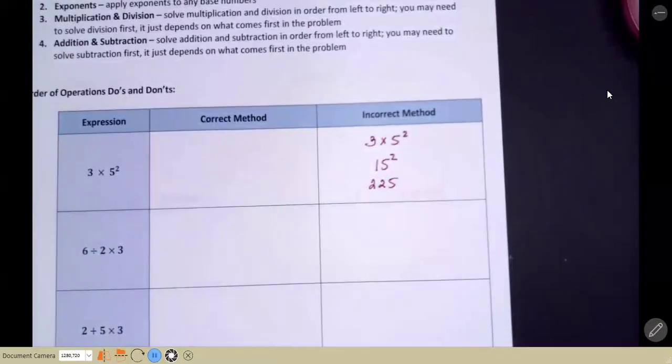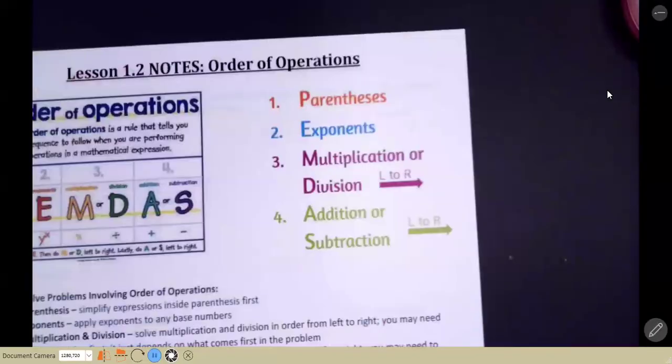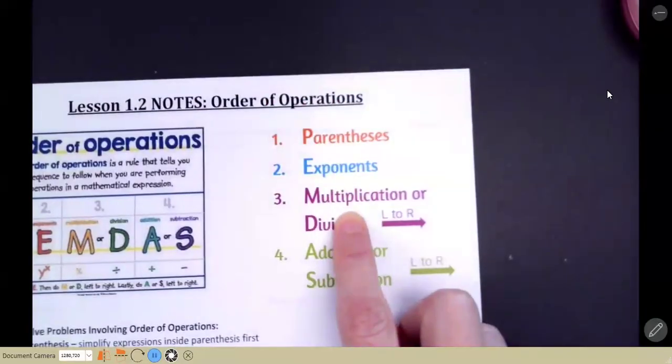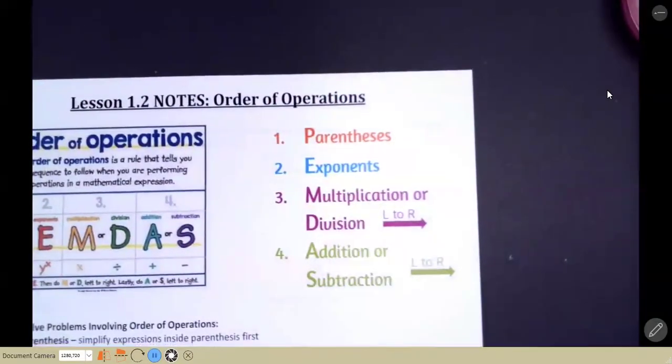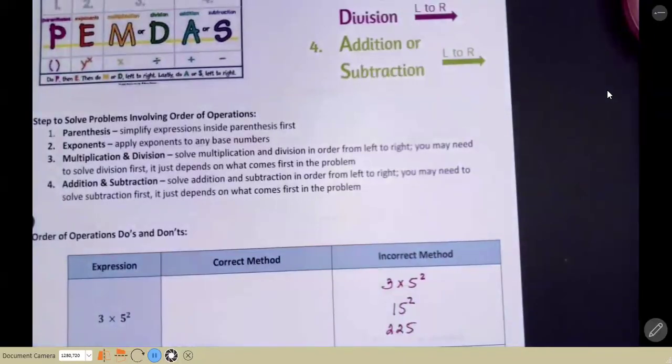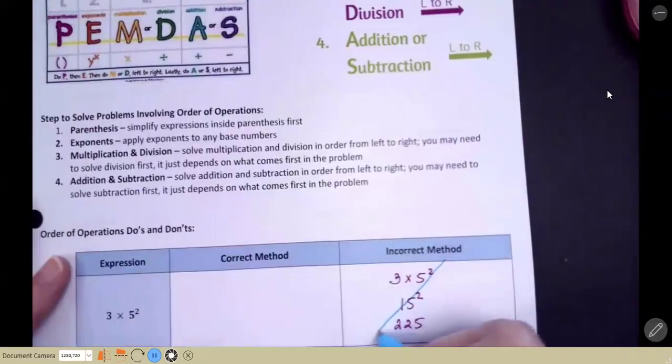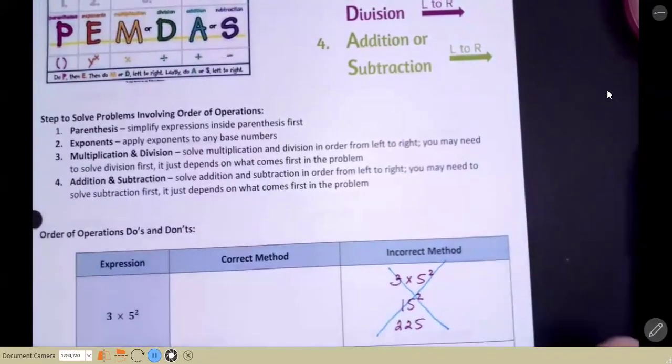Can somebody tell me why this is wrong? Yes. If you look up at the rules, you have to do your exponents before you do your multiplication. So this right here, big no-no. Don't do this. Cross that out.